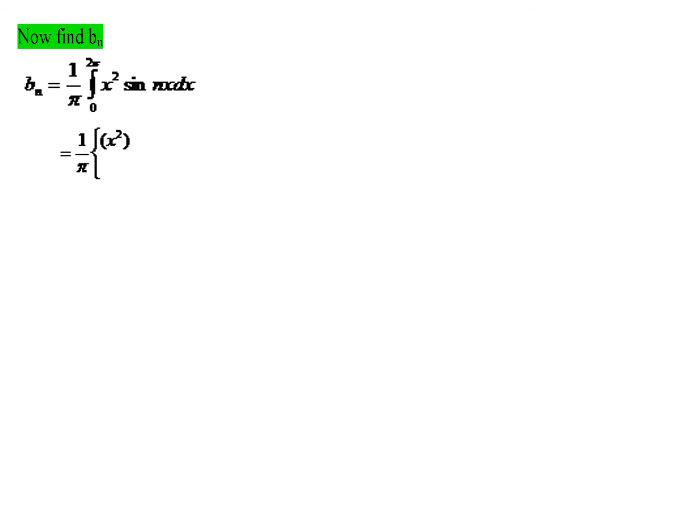How do we have to integrate? Keep the first, that is x squared, and integrate the second, sin nx. When we integrate, we get minus cos nx by n, minus. Now differentiate the first. What is the first term? x squared. When I differentiate, we get 2x, into integrate the second. What is the second term? Minus cos nx. When we integrate, we get minus sin nx by n. Already n was sitting, so totally n squared in the denominator.